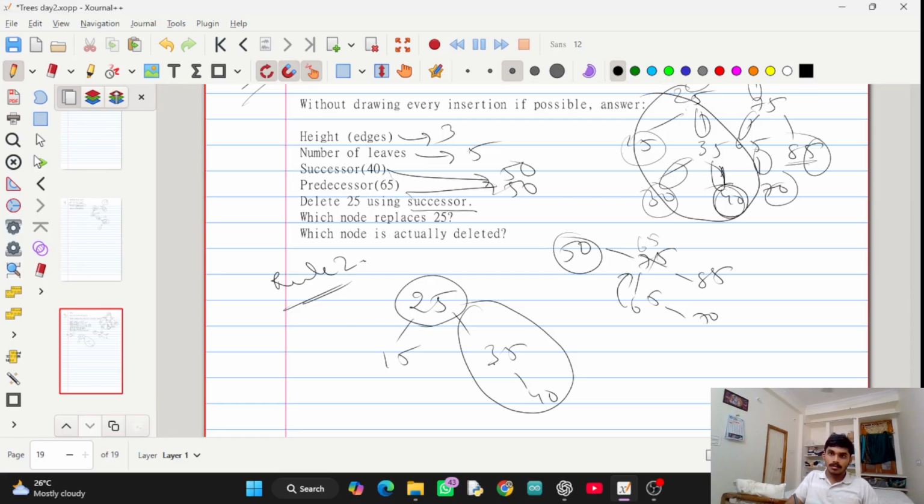So, guys, it is an in-order successor for root 50. I'm very sorry. So this is the lesser value. Considering this, we have to delete this and replace this. So I have deleted 35, and that node will replace. Which node is actually deleted? This is also 35.